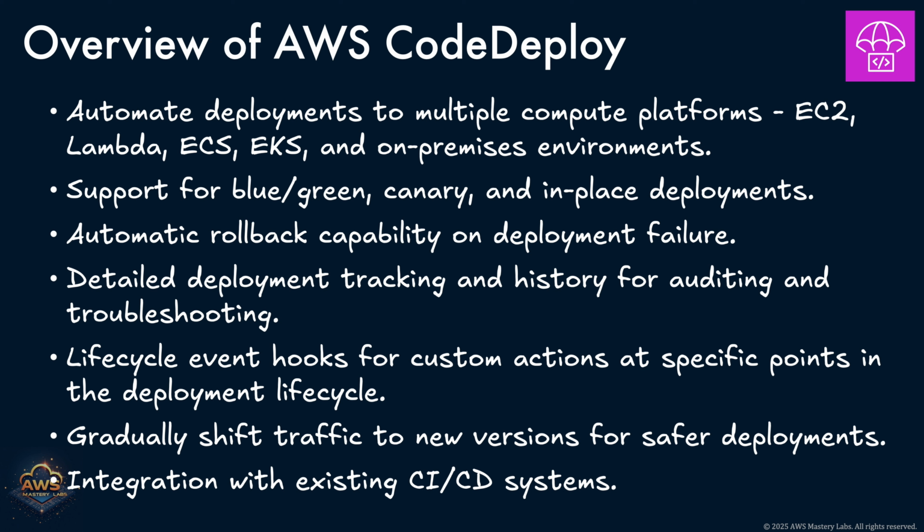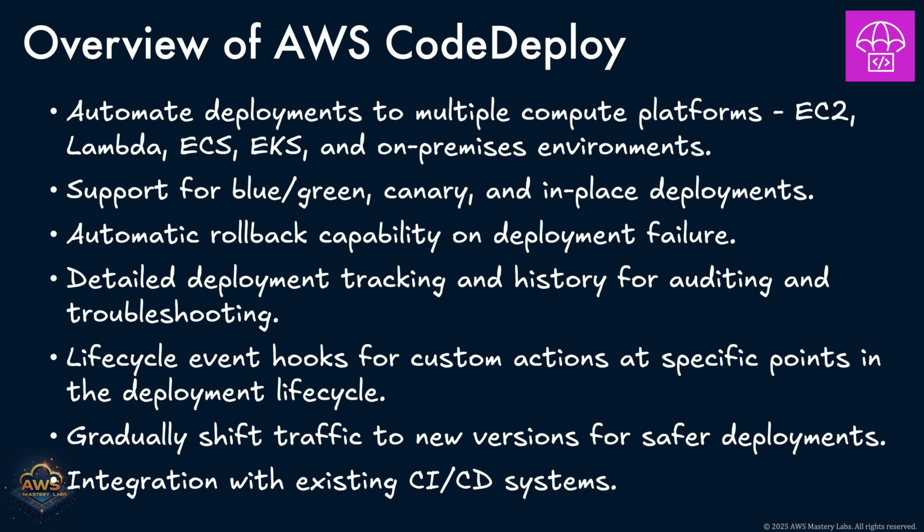And if something does go wrong, CodeDeploy includes an automatic rollback feature. If a deployment fails due to a script error, failed health check, or other condition, the service can automatically revert to the last known good version, ensuring your users are never left with a broken experience. You'll also get detailed deployment tracking and history. This means you can monitor deployment progress in real time, view logs, and maintain a full audit trail of who deployed what and when. Perfect for both troubleshooting and compliance needs.